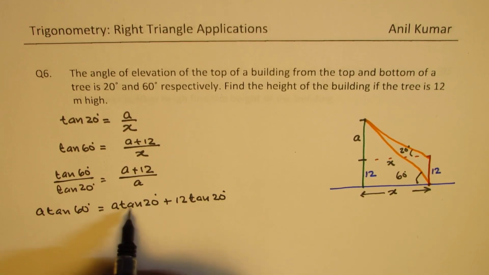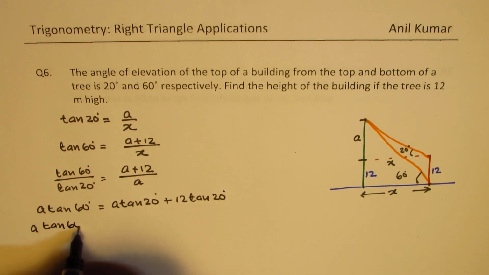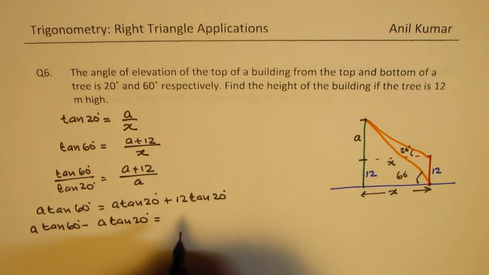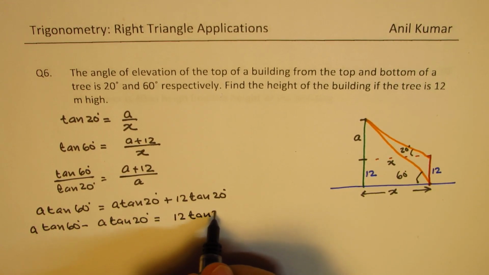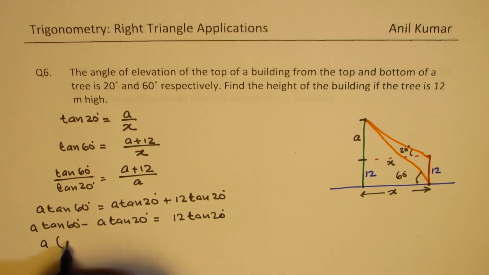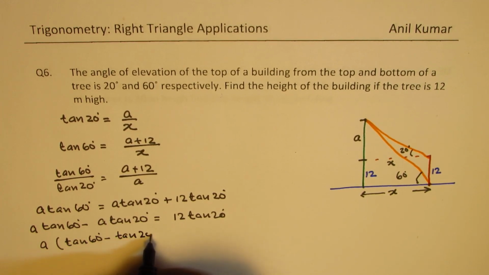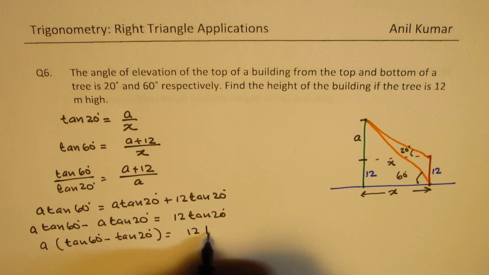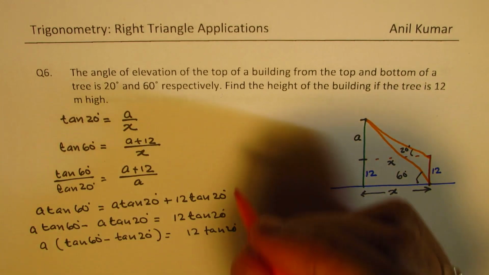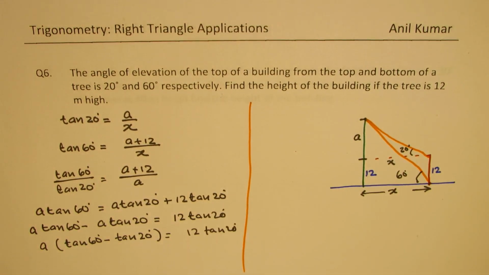Right. So we can isolate a. So we get a tan 60 degrees minus a tan 20 degrees is equal to 12 tan 20 degrees. From here, a times (tan 60 minus tan 20) equals 12 tan 20, correct? So do you see a formula being generated right there? That's a very important formula.